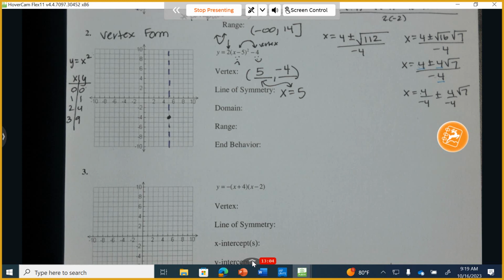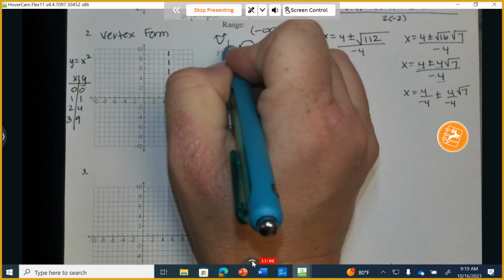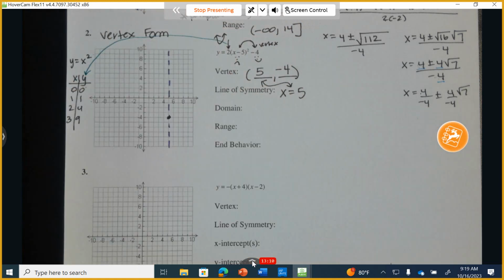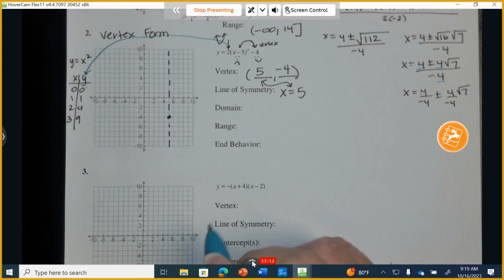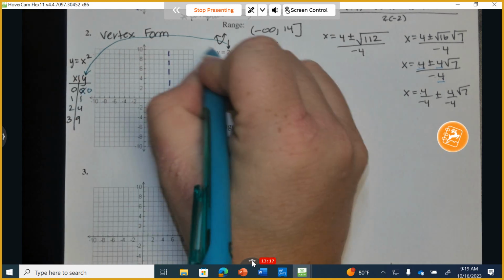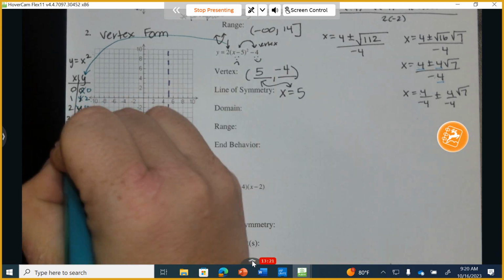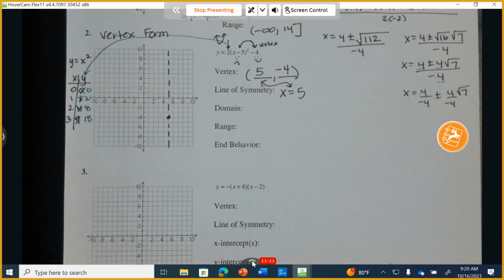But what are a lot of students going to forget? They're going to forget that whatever number is in front, if it's anything other than a positive 1, we have to multiply it times the y values. 0 times 2 is still 0. 1 times 2 is 2. 4 times 2 is 8. And 9 times 2 is 18.